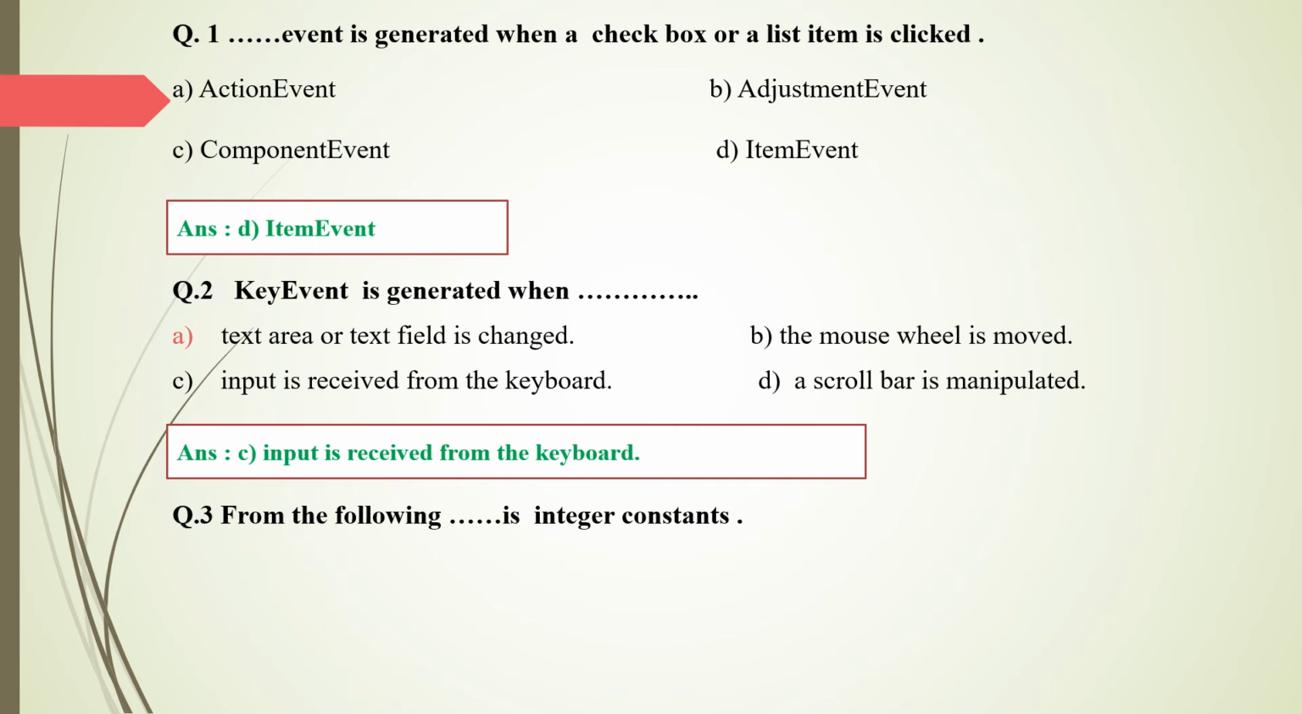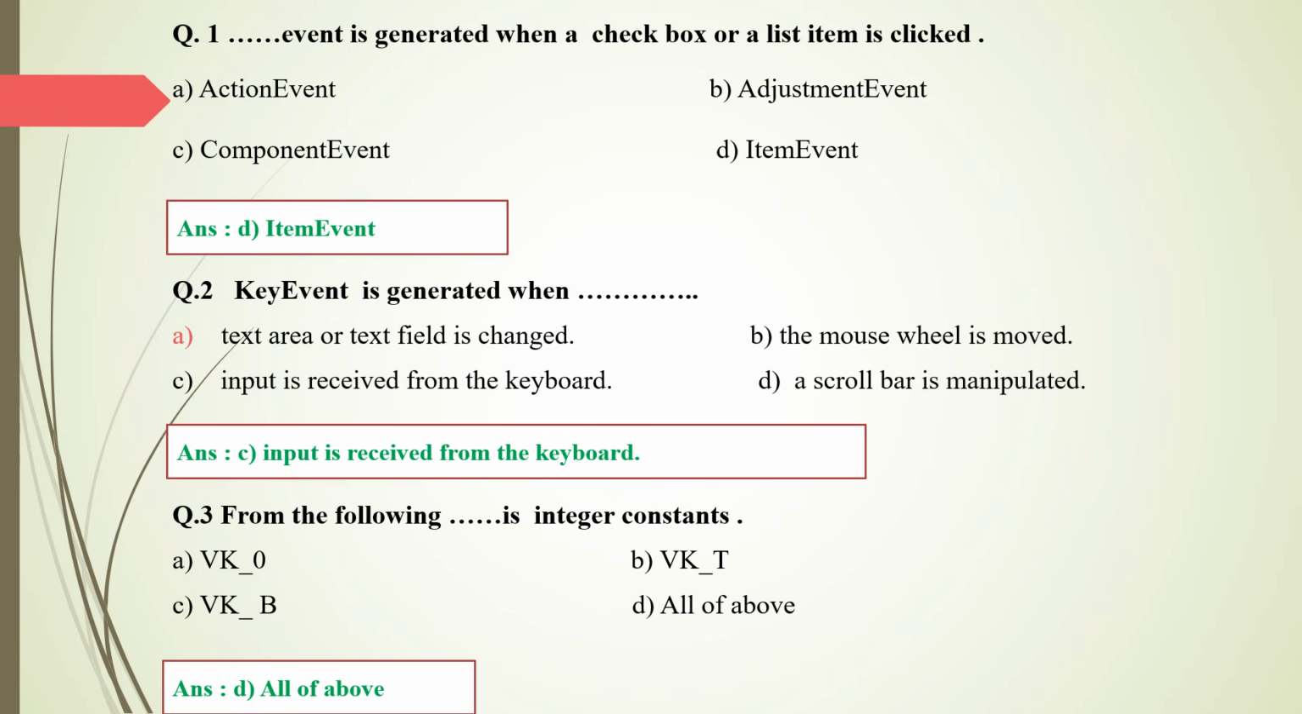Third, from the following, dash dash is not an integer constant. First VK_0, second VK_T, third VK_B, and last one all of above. Answer of this question is all of above.